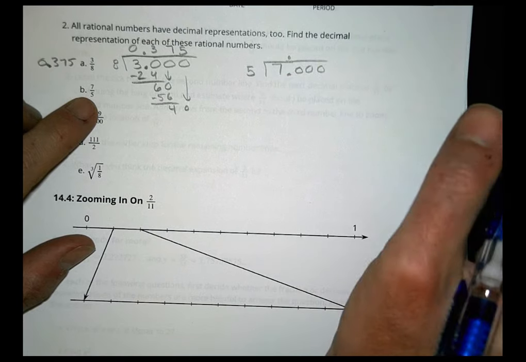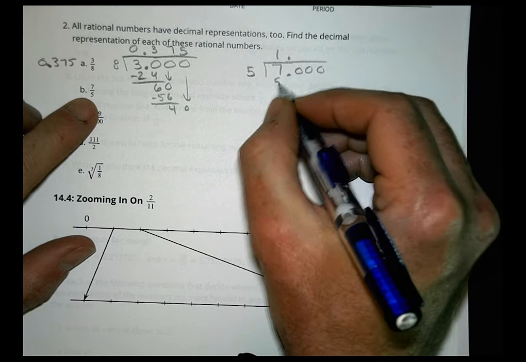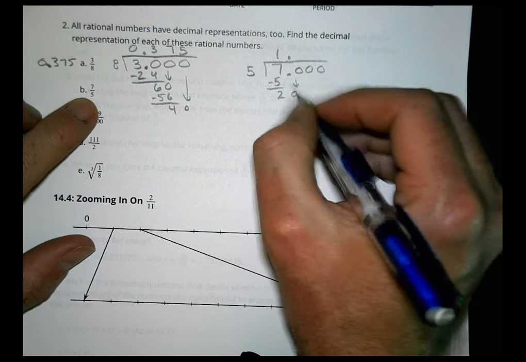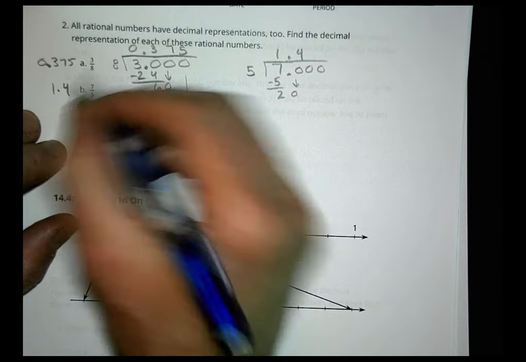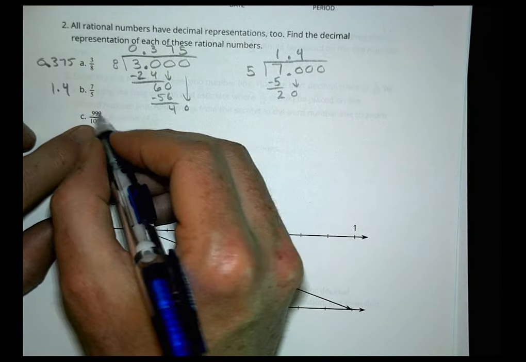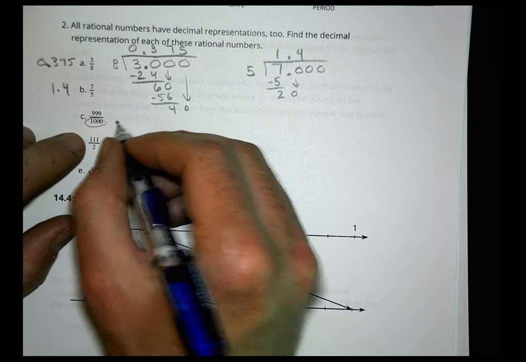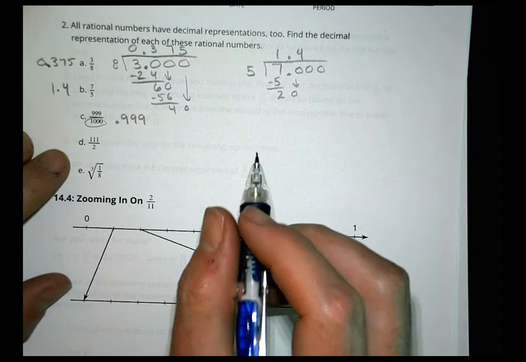How about 7/5? Well, 7 goes there, 5 goes there, put a decimal, and some zeros. Put my decimal up right away before I start dividing. 5 goes into 7 one time, so we have 5 here. 7 minus 5 is 2, bring down the 0. And then 5 goes into 20 4 times, so we end up with simply 1.4. On our next one, it's pretty easy here, it's a thousandths, so we can rewrite that as 0.999, and that's all there is to that one.